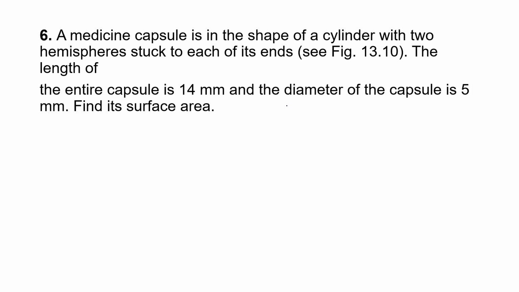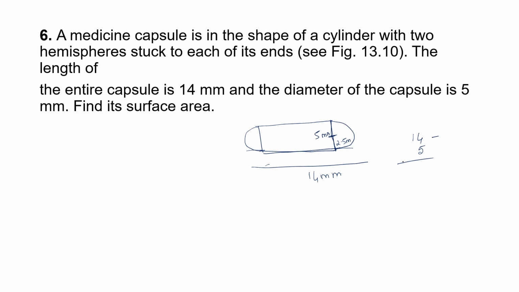So next question is, a medicine capsule is in the form of a cylinder. You have seen a capsule, you take tablets. So you just imagine that and draw this diagram. The entire capsule length is 14 millimeter, and the diameter of the capsule is 5 millimeter. So what about the radius? 2.5 millimeter. What about the cylinder length? This side 2.5 and this side 2.5 you have to subtract. That means 14 minus 5.